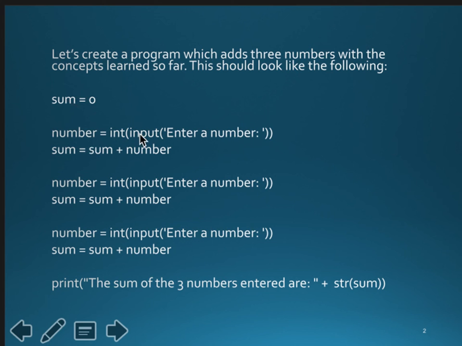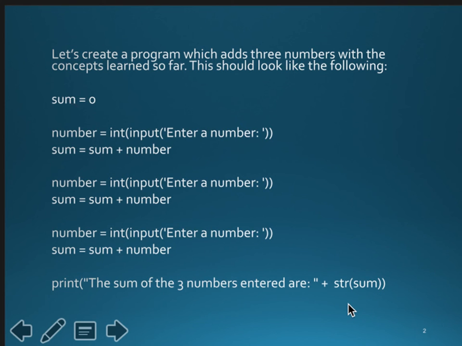You would ask for the first number from the user using the input statement, converting it to int, and then storing whatever result the user entered in variable number. And then you would add number to the sum, with this statement. And you would repeat these two lines of code two more times because we have to add three numbers. At the end, you would print the result.